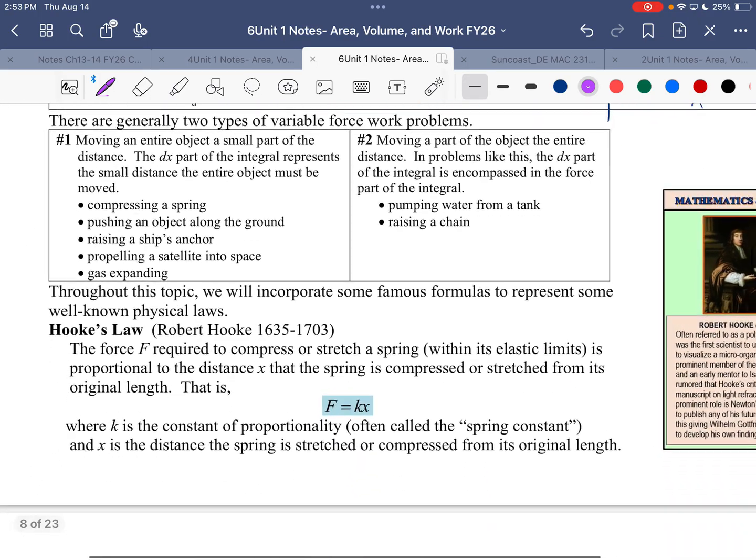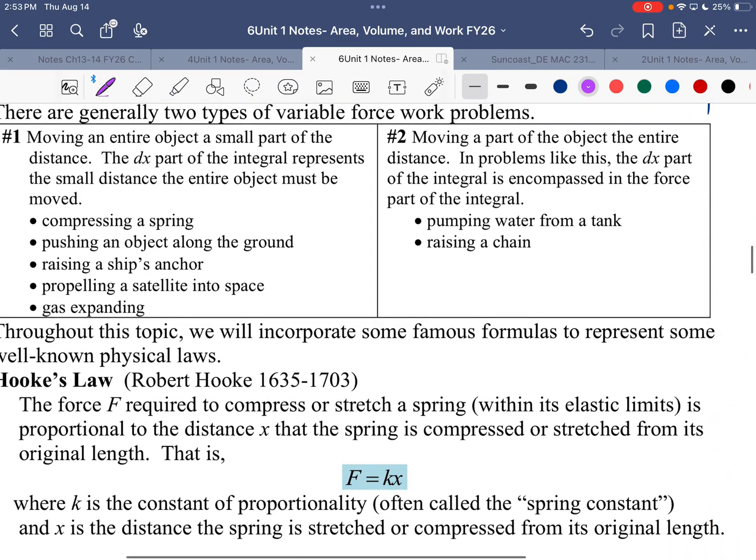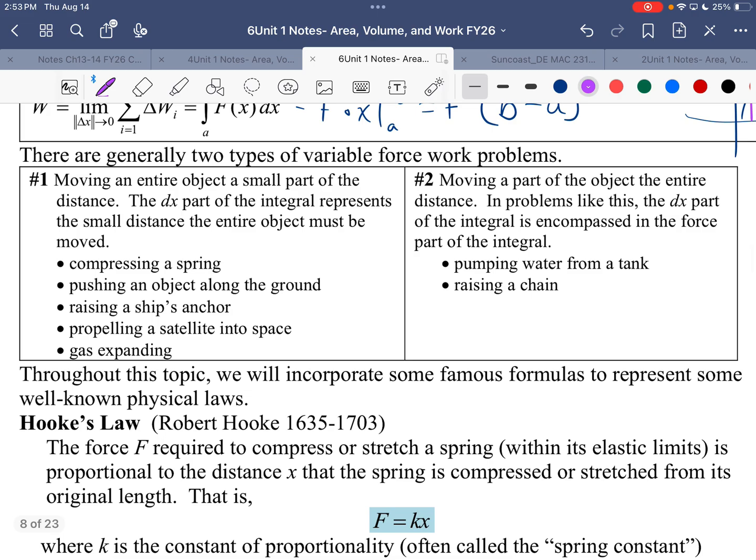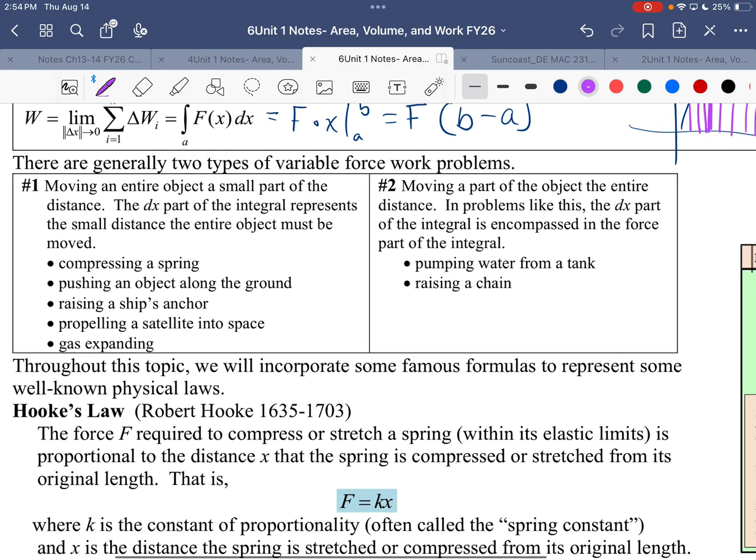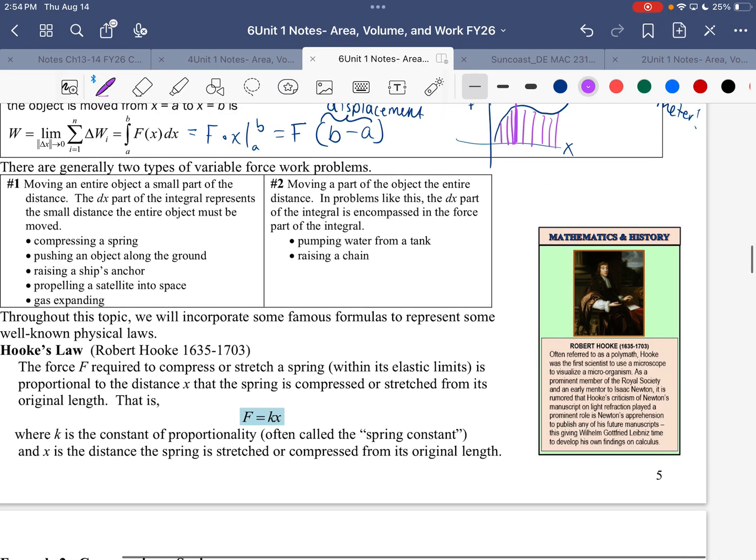Okay, so we're gonna look at generally 2 types of work problems. Today, we're doing everything in the first column. So we're compressing springs. We just push something, that's just like F times D. We're gonna put something into outer space, and we're gonna talk about gas. Then in 2 classes, we're gonna be raising stuff with chains, and in 4 classes, we're gonna be pumping liquid out of tanks. So here, let's do Hooke's law, which is springs.